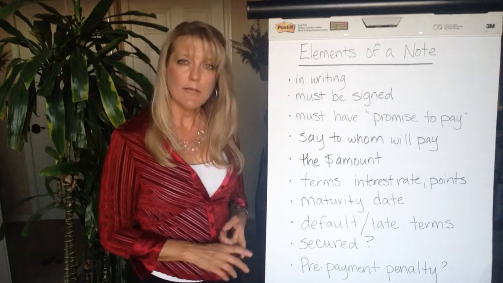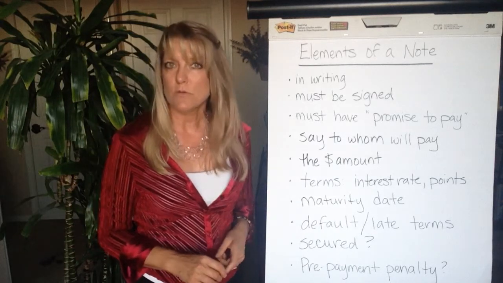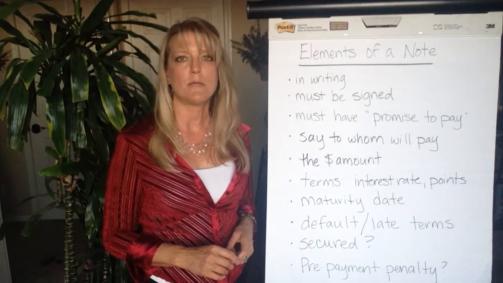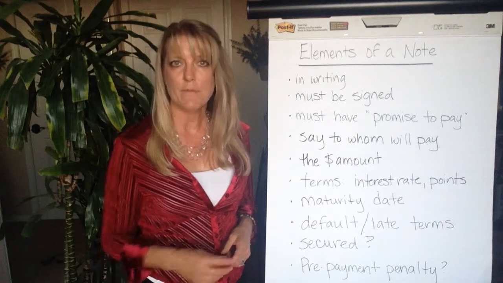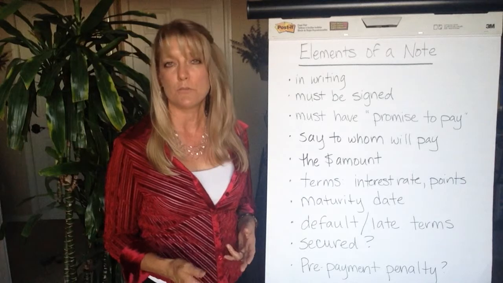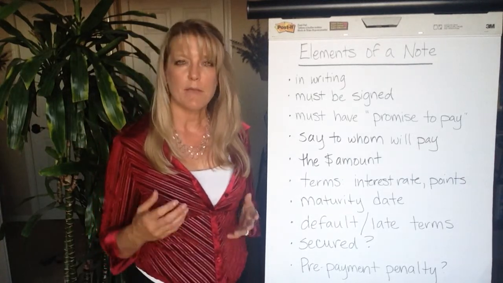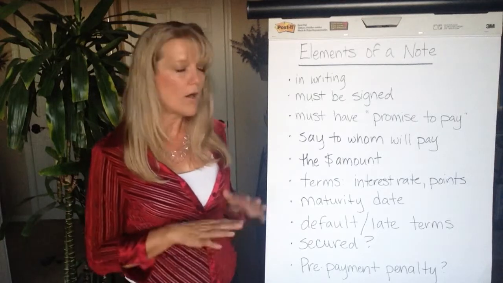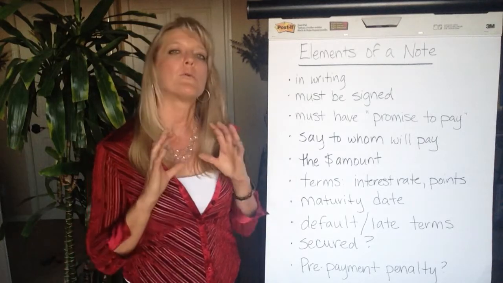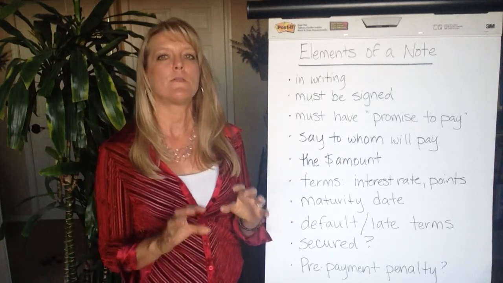What is the interest rate that they owe you? Is it going to be interest only? Is there going to be principal paid and it's going to be amortized? Is it going to be an adjustable rate? You're going to want to note, are there any points? Are they paid at the front end? Are they paid at the back end? All of those terms are going to want to be clearly spelled out in the document.